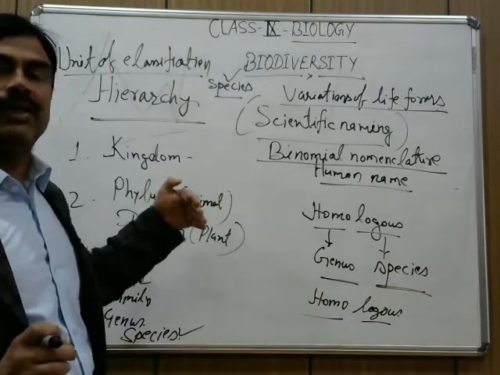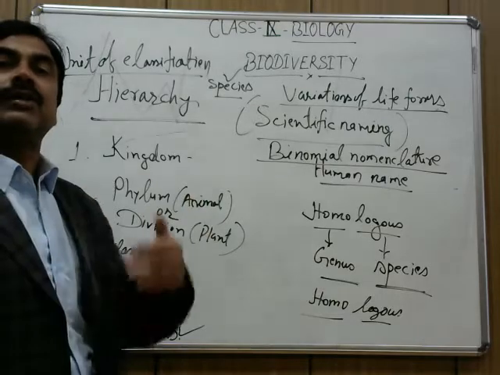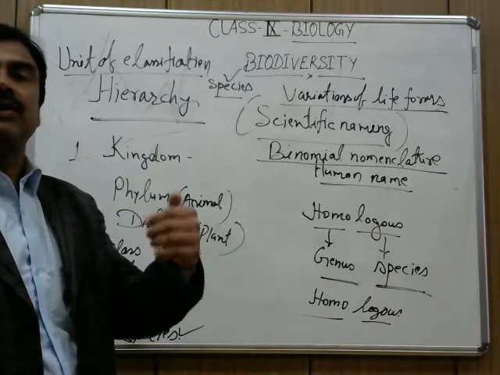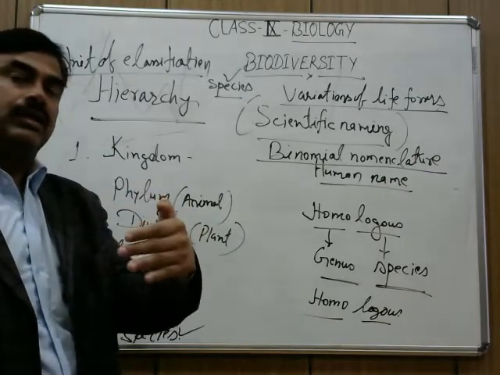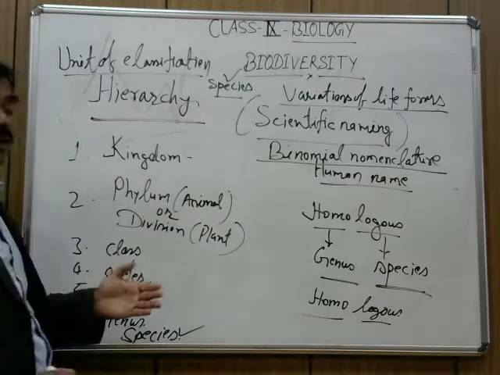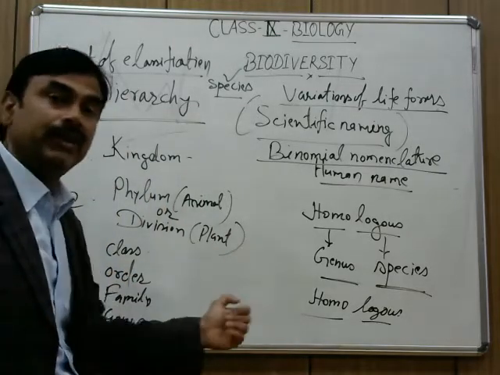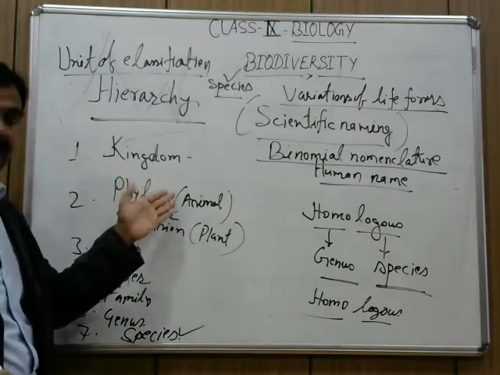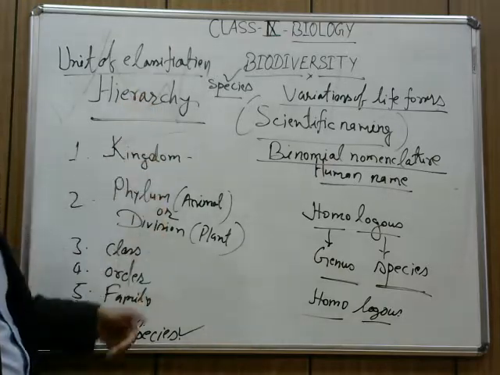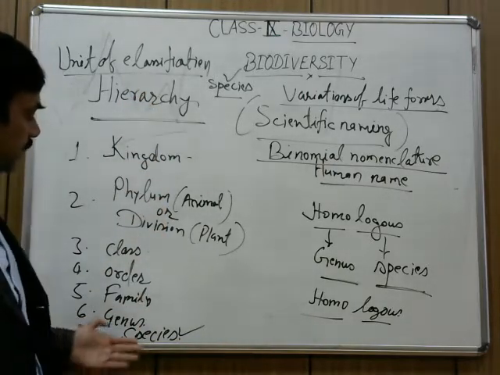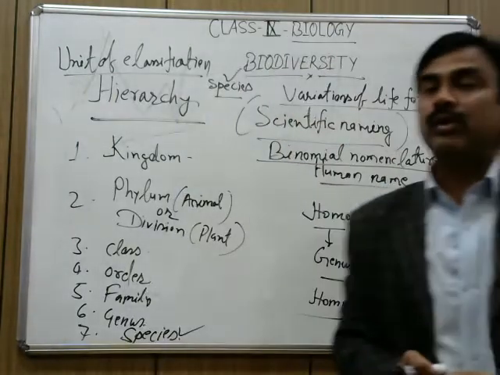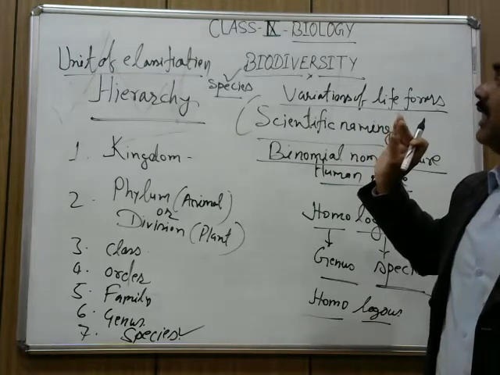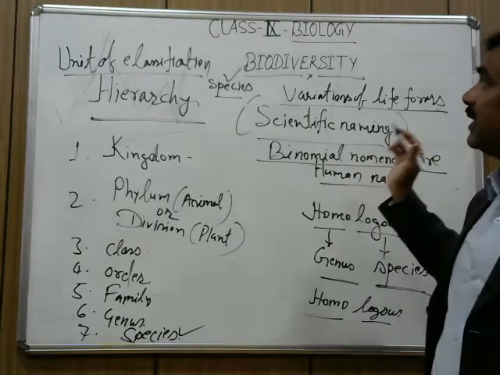As I told you, when you write your complete address, you mention your name first, then house number, then street, then town, then district, then state, and then your country name. In the same way, when you start the classification of plants and animals, you begin with the kingdom, then phylum, then class, and you keep going downwards, and the smallest unit of classification is species.